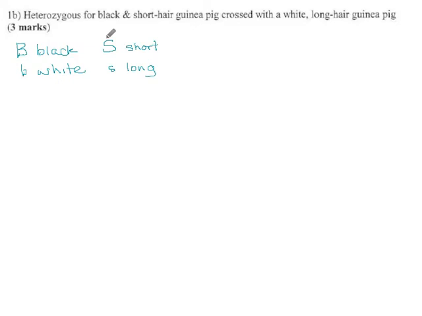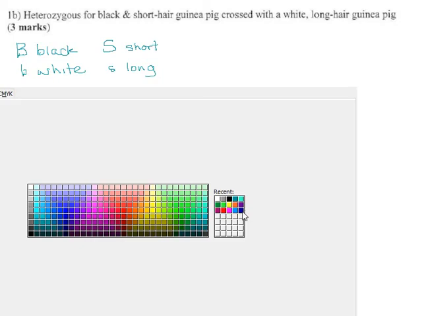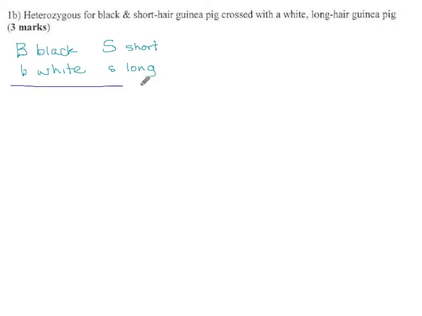It bugs me that the big letter goes with the short hair and the small letter goes with the long hair, but we will manage. That's why you write stuff down to avoid screwing up. So if we have those down, what do we have for mom and dad today? Heterozygous for black and short hair.